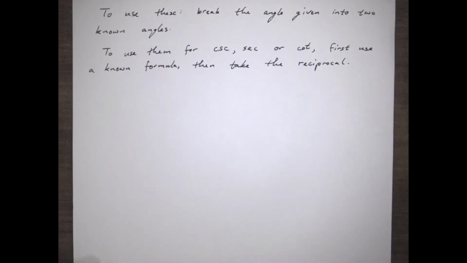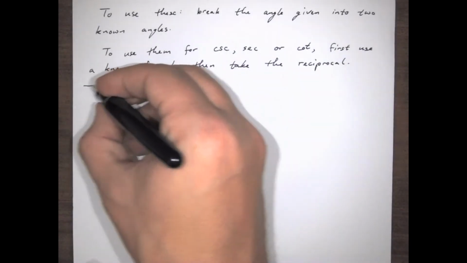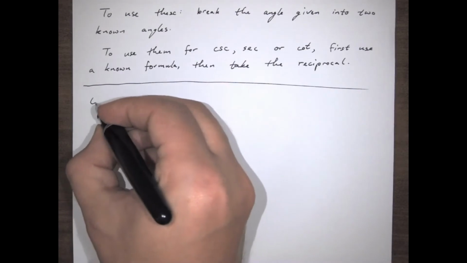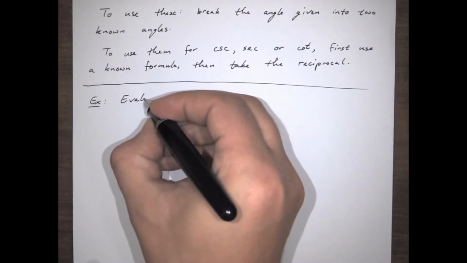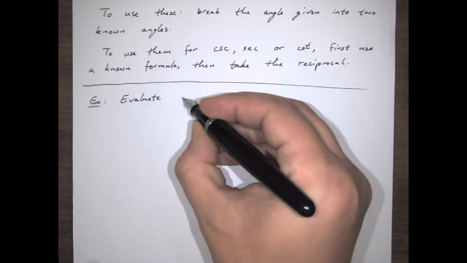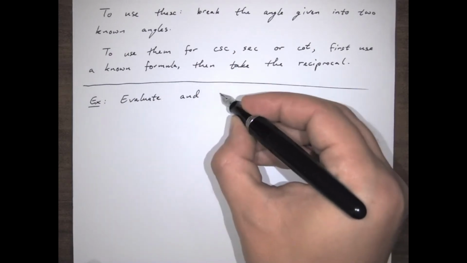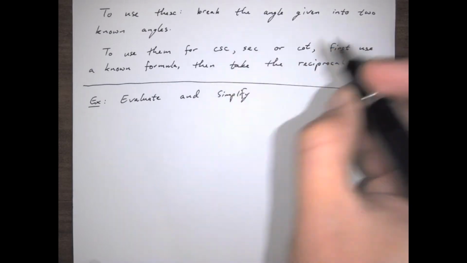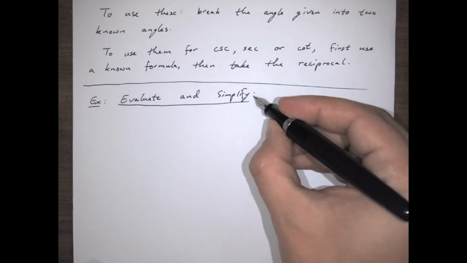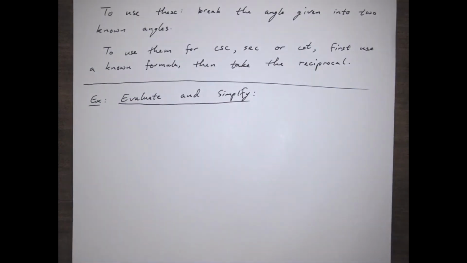Okay, let's try this out. So examples. Evaluate and simplify. So one note about this, if I were you, I would commit the sine and cosine addition formulas at least to memory. I would not commit anything else to memory.